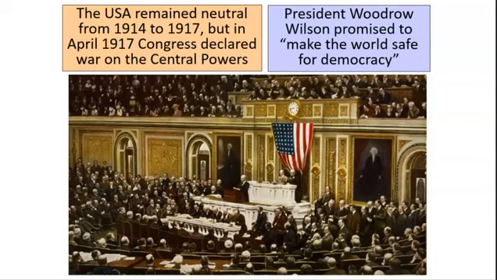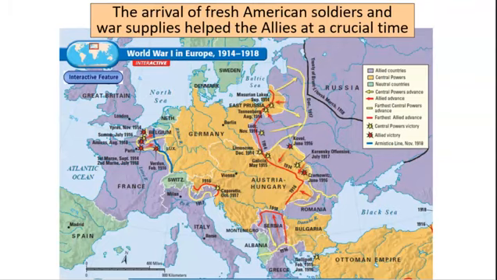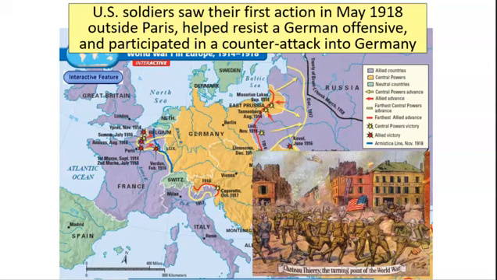And Wilson says that he's going to make the world safe for democracy. Now, U.S. soldiers arrive shortly thereafter in Europe, and we arrive really at a very crucial time. Now, we see our first fighting action in May of 1918 just outside Paris. We participate in a counterattack against Germany.